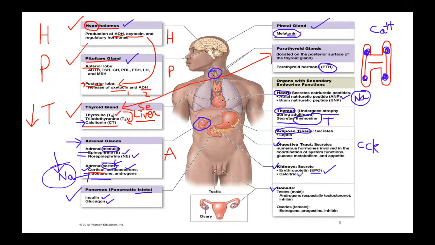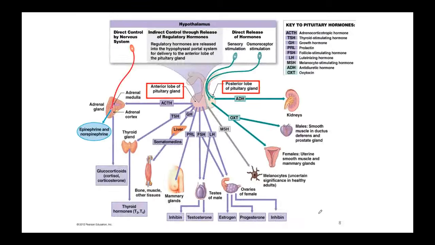The kidneys are also involved in vitamin D synthesis. So here we have calcitriol, which is vitamin D. The testes in the male are involved in secreting testosterone, and the ovaries in the female can secrete estrogen and progestin or progesterone. Okay, so this is a general introduction.